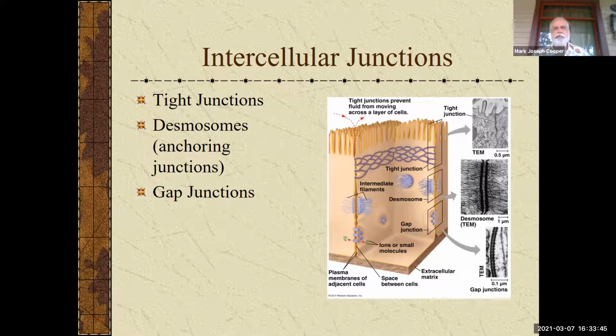In animals, there's three different types of things that happen. The first two are really kind of holding them together. The tight junctions are places where two cells are together. And again, they're kind of locked. They prevent liquid and stuff from coming through. But they're just really two cells kind of sticking together, called a tight junction.